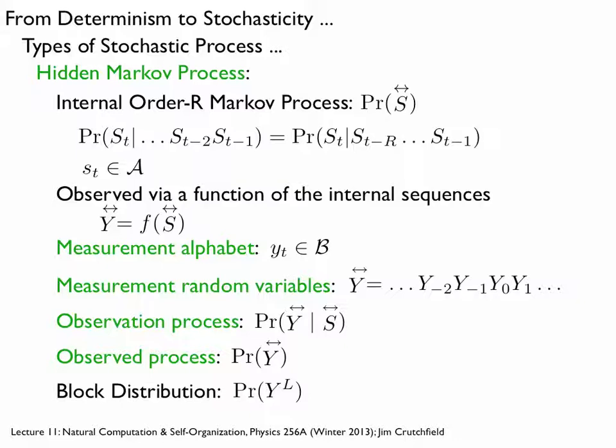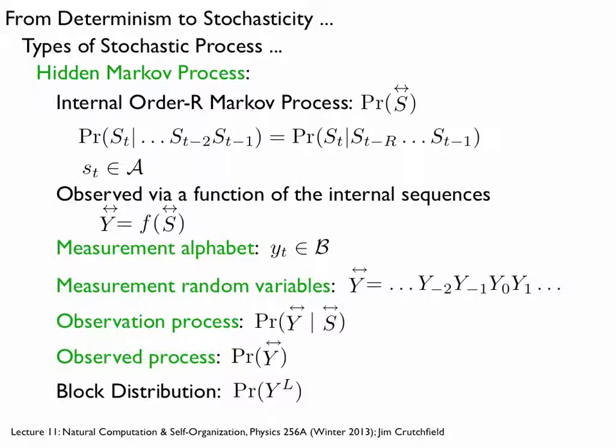We have these measurement random variables, which are themselves a bi-infinite chain. The observation process, how we actually go from the S variables, the internal variables, to the observed ones, is given by a conditional distribution. That's one way of thinking about what this F could be. In fact, this F could be some stochastic function. It could add noise itself, not just be a direct mapping. And then we have the situation of being an observer. Actually, all I have would be this observed process. And of course, practically we work with block distributions over the observed sequences.